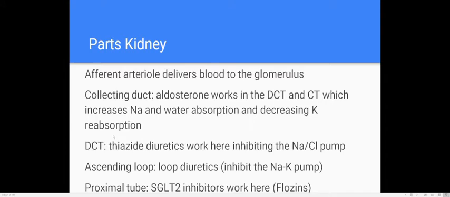The ascending loop is where loop diuretics work. They inhibit the sodium potassium pump. And the proximal tubule is where SGLT2 inhibitors work. That's your flozins. These are your diabetic drugs. Those are pretty common questions you get asked in school and on practice tests.